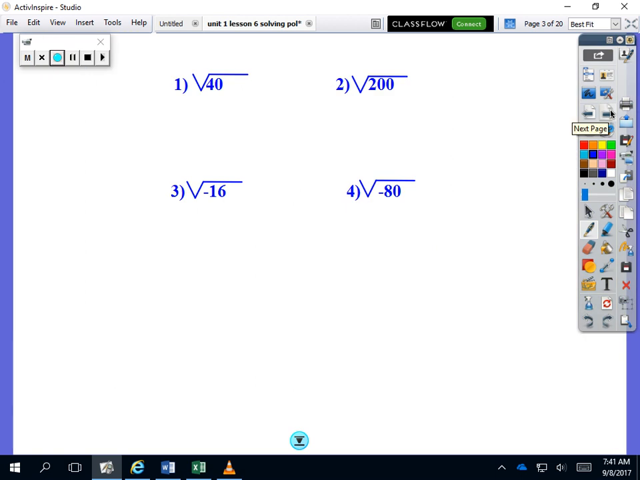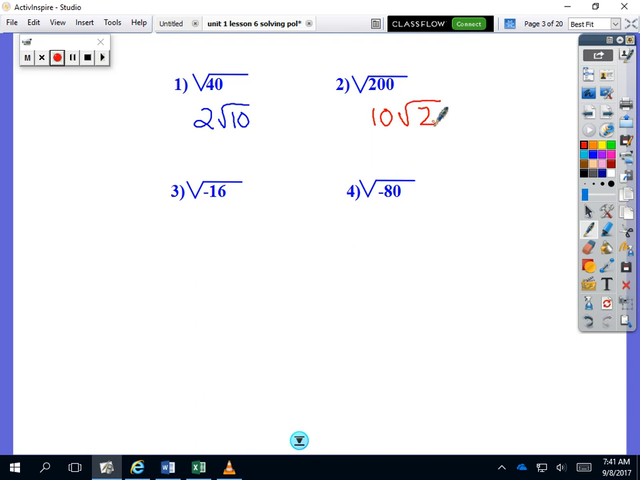So I'm going to have you practice the first 2 here. So stop the video, practice the first 2, come back, and then we're going to do 3 and 4. So number 1 should be 2 root 10, if you do it correctly. And number 2 should be, let's see, that's 2 times 100, so it would be 10 square root of 2.